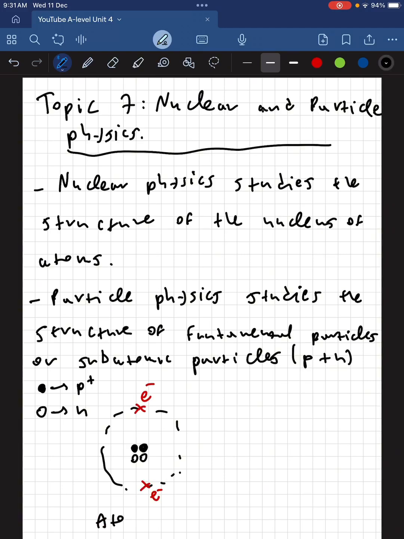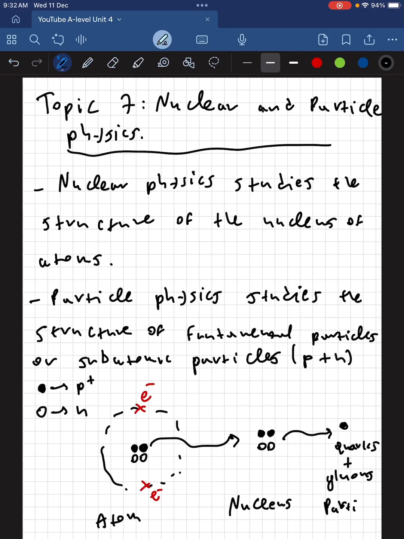The atom is studied by atomic physics mostly. If we take the nucleus itself, this is what's studied by nuclear physics. And then if we take one proton, it consists of quarks and gluons. We will talk a little bit about these things. And these are particles. So this is the big picture.